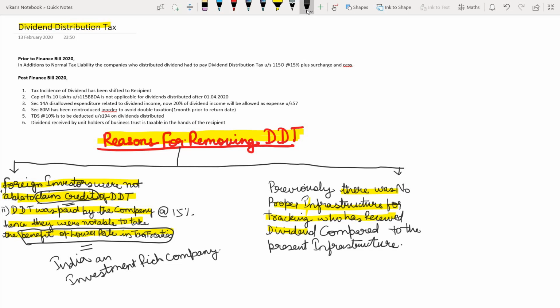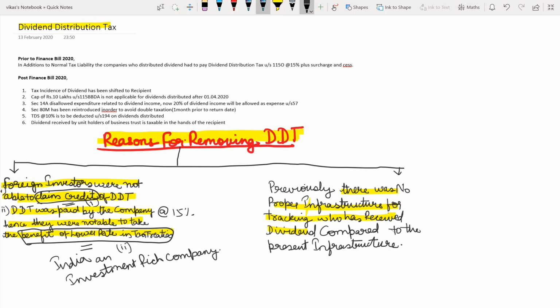However, in tax treaties they could have claimed the benefit of 5% and all those things. So these two were the main reasons. The first reason is that they were not able to claim the credit, and the second reason is they were not able to take the benefit of the lower rate which was specified in the tax treaties.